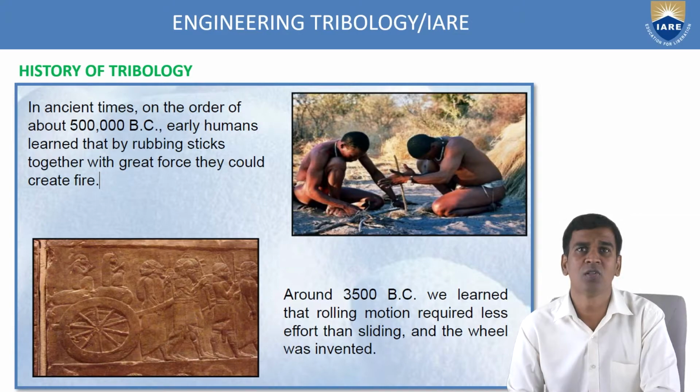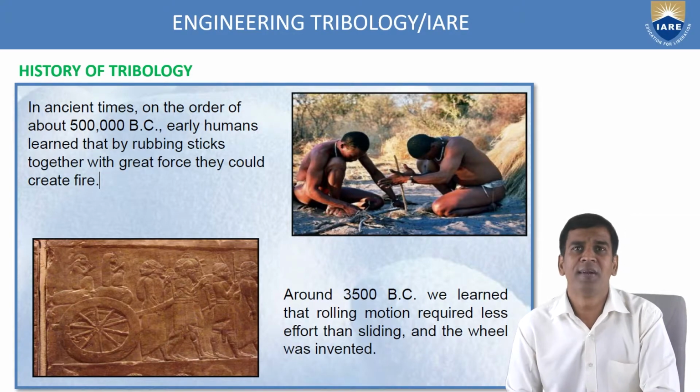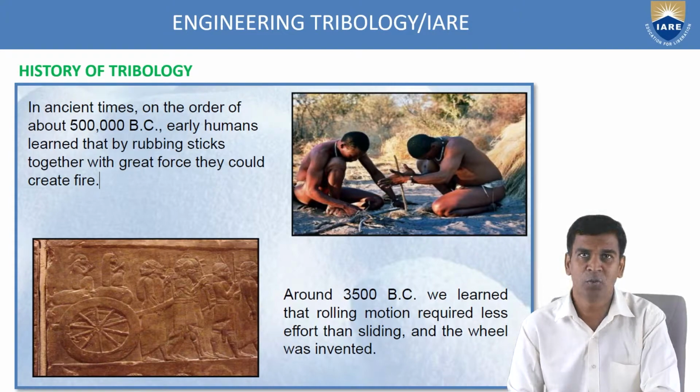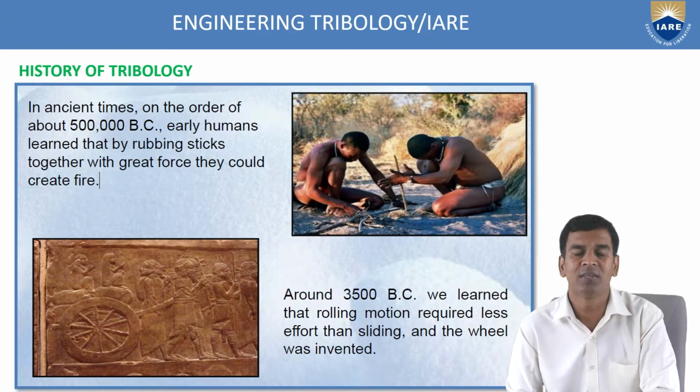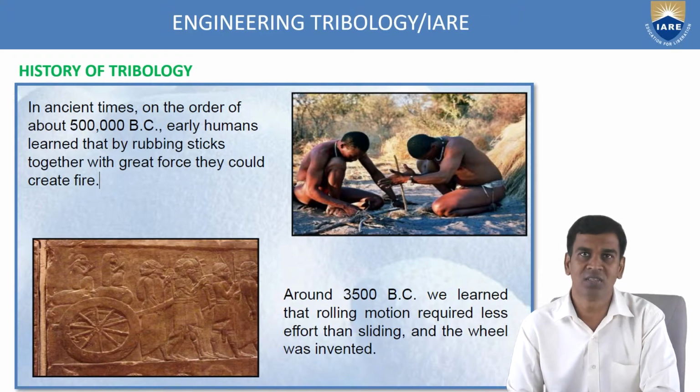In ancient times, on the order of about 5 lakh BC, early humans learned that by rubbing sticks together with great force, they could create fire. The ancient people made fire by rubbing two stones against each other. That is nothing but what we call friction. Due to the friction between the two stones, fire is generated.